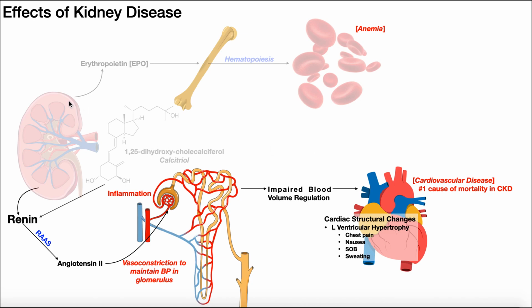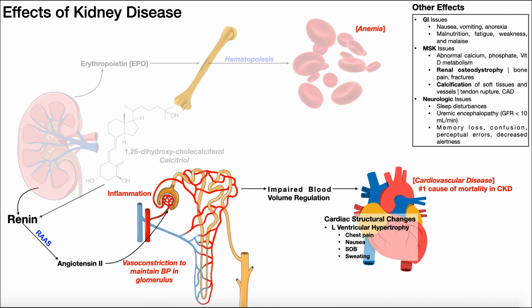Also note that in kidney disease, we're going to have less erythropoietin release, and so as a result, less hematopoiesis and less red blood cell production. And so this will often manifest in patients with kidney disease as anemia. Now, some other effects of chronic kidney disease are going to manifest usually in three major systems. One is the GI, the second is musculoskeletal, and then the last would be neurologic. So the GI issues are going to be nausea, vomiting, anorexia, malnutrition, and as a result of the malnutrition, fatigue and muscle weakness, and then there also might be malaise.